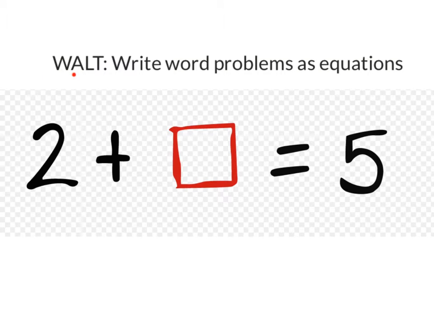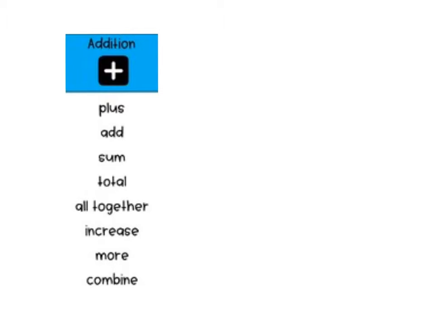We are learning to write word problems as equations. So today we're going to have a look at some words that can help us to figure out a word problem. Now all of these words that you see here, if you see them in a word problem, you know that you need to add. If you see the word plus, add, sum, total, altogether, increase, more and combine, they all give you a clue that you need to add the numbers together to find the answer.